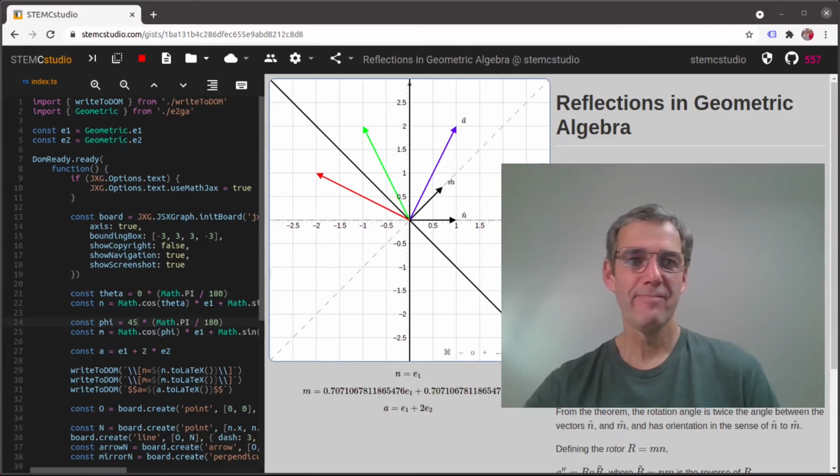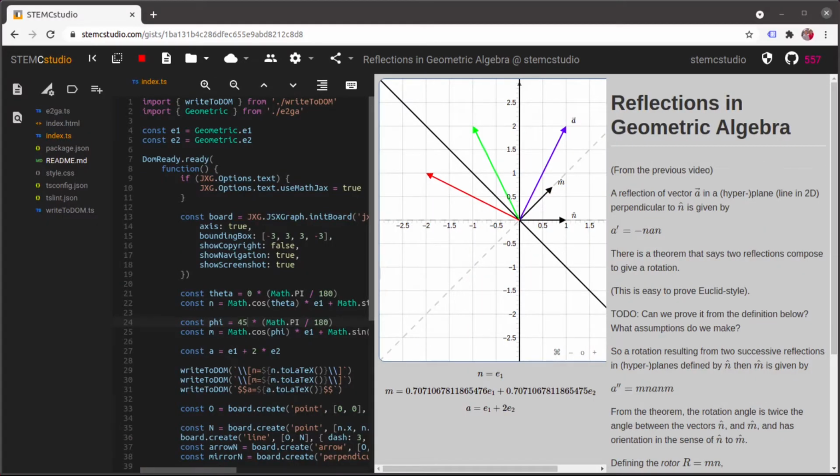Okay, let's begin. So here's the idea. From a previous video, a reflection of a vector in a plane which has a normal n, or in our case, because we're in two dimensions, that plane is actually a line, is given by this expression here. The reflected vector is created by a sandwich of the unit normal surrounding the vector that we want to reflect, and a minus sign is put at the front. And here, the multiplication that you're actually seeing is the geometric product that we've seen before.